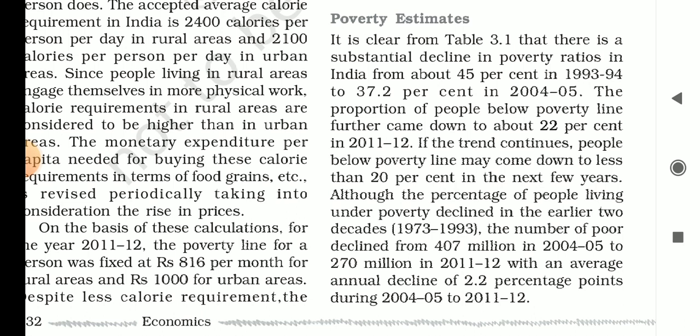In India, minimum caloric requirement per person per day is 2400 calorie in rural area, and minimum caloric requirement per person per day in urban area is 2100 calorie. Minimum level of earning per person per month is rupees 816 in rural area. Minimum level of earning per person per month in urban area is rupees 1000.